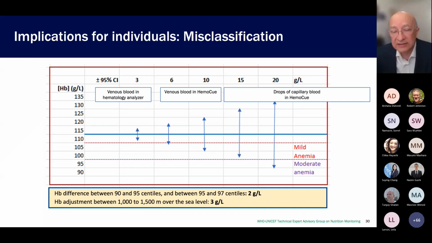But what is the worst case? An anemic kid could be classified as not anemic only because of the variation in the results of the methodology. That is why it's so important to have accuracy and precision.